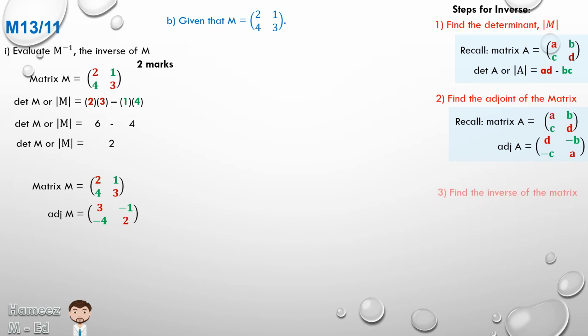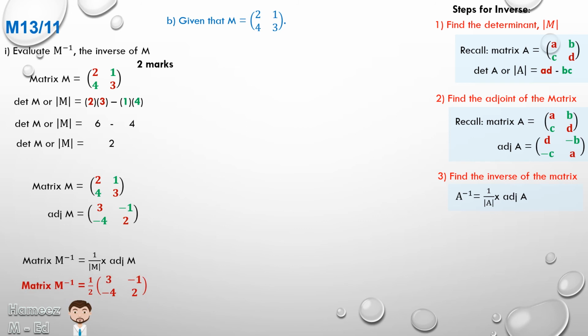So part 3, find the inverse of the matrix. To find the inverse of the matrix, we're just going to say A inverse is 1 over mod A, or 1 over the determinant of A, times the adjoint of A. So let's apply that here. Matrix M inverse is 1 over the determinant of M times the adjoint of M. By substituting, we'll find that 1 over 2, because the determinant was 2, by the adjoint of M, which is 3, minus 1, minus 4, 2. We can work it out if you want, or leave it as is, because they are nice whole numbers.